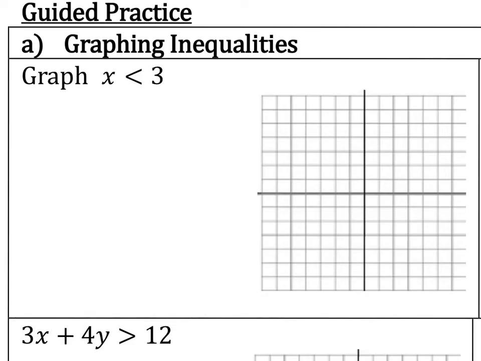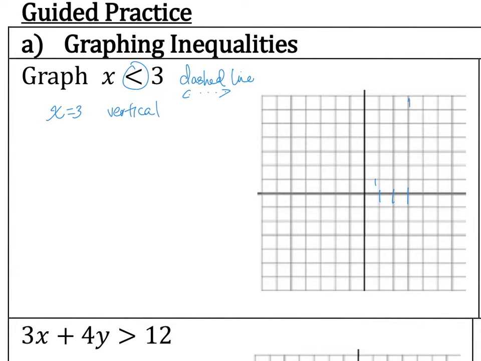Okay, guided practice continued. Graphing inequalities. So if we graph x less than 3, we need to first write the boundary line, which is x equal to 3. Now this must be a vertical line through x equals 3. I'm going to count 1, 2, 3. And then because this is a less than sign, I need to use a dashed line.